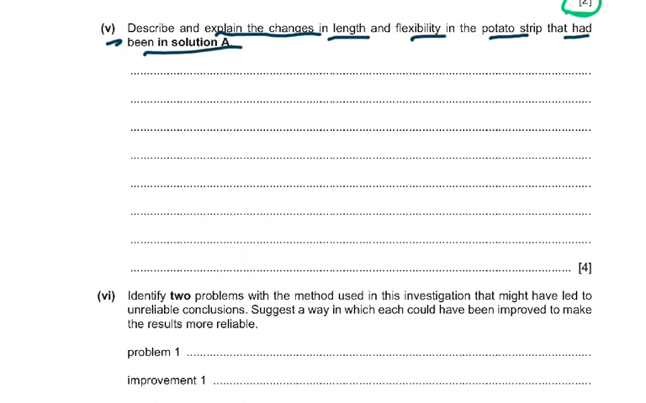Why? Because in water, the water moved in by osmosis and the cells became more turgid, or there was an increase in turgor pressure. So it was least flexible. You couldn't bend it easily, just like when you fill a balloon with air and you can't bend it. But if you've got less air in it, then of course it's more flexible. So this is what you had to give: the strip was longer, least flexible, water moved in by osmosis, and the cells became more turgid, or there was an increase in turgor pressure.